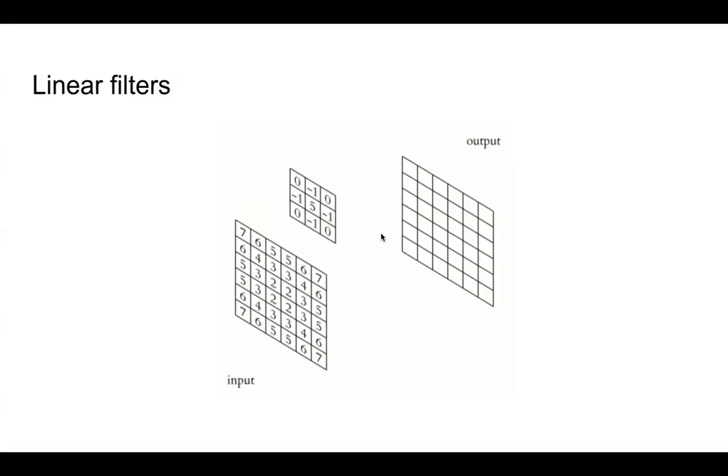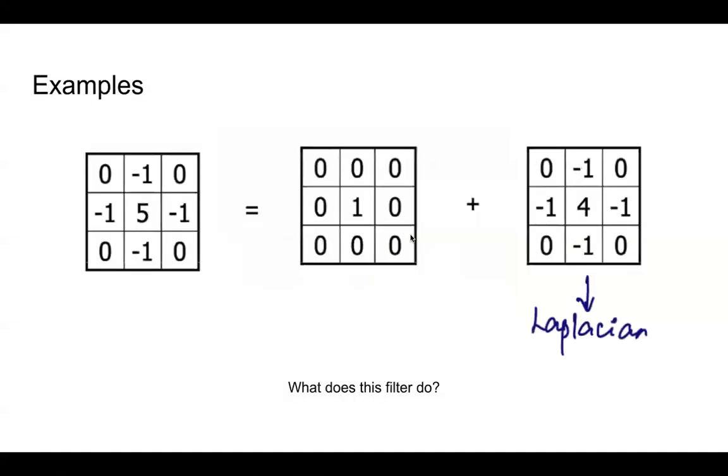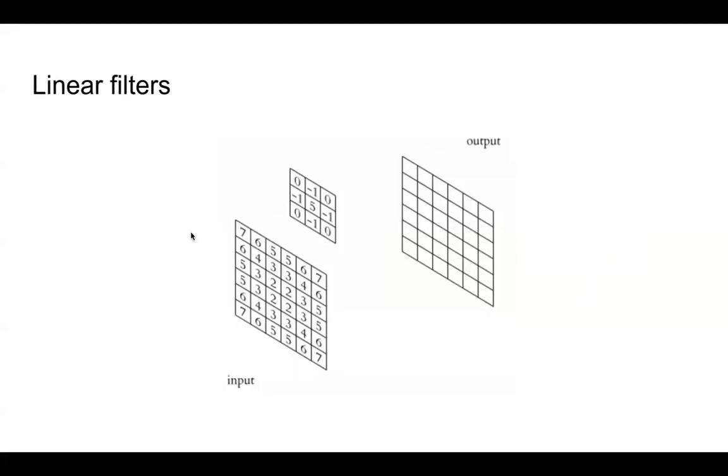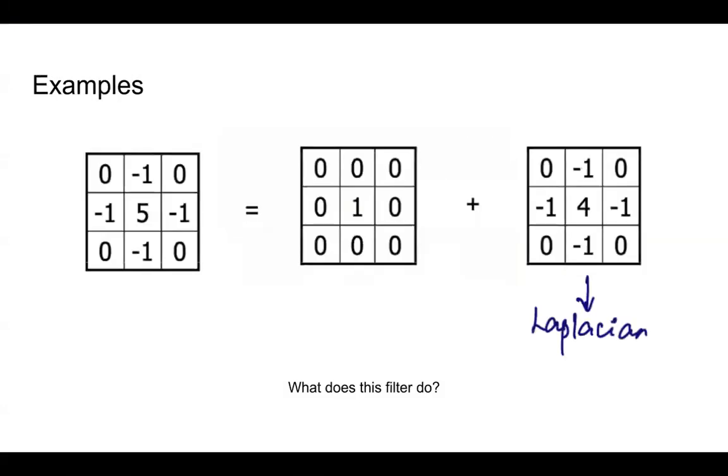For now, I'll just discuss how a linear filter works. A pointwise operation will happen. This is the filter. You see this 5 in the middle, and -1, -1, -1, -1 on all four sides. You can think of it as the addition of this filter and this filter. So the question is, what does this filter do?